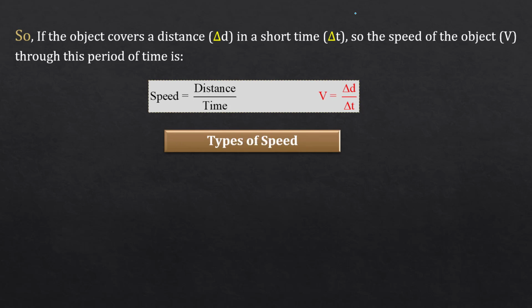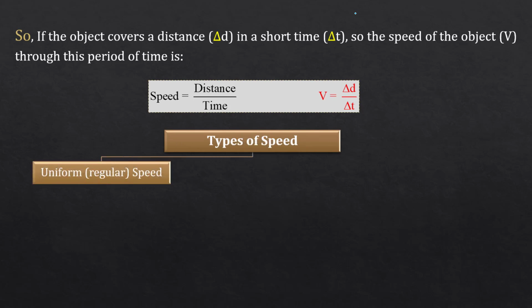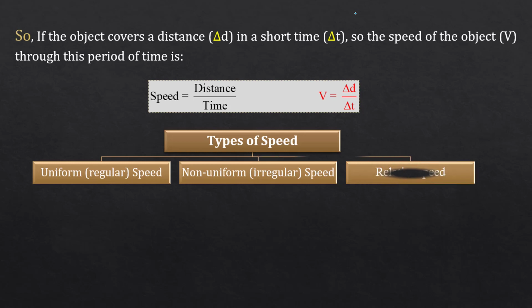Now let's know more about the speed. We have three types of speed. The first one is uniform speed or regular speed. The second one is non-uniform speed or irregular speed. The last one is relative speed. In this video we're gonna learn the uniform speed, and in the next video we will know the non-uniform speed and relative speed.